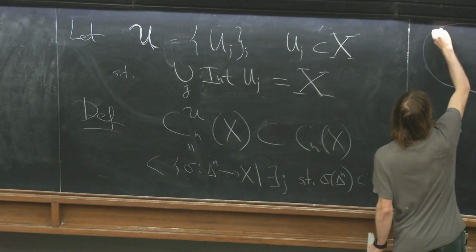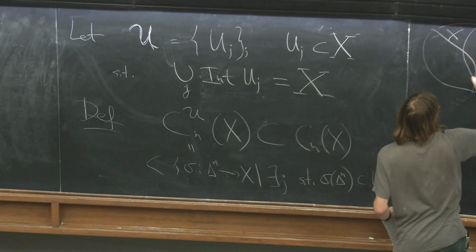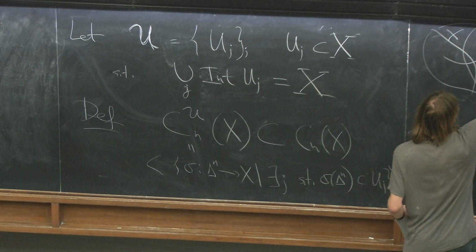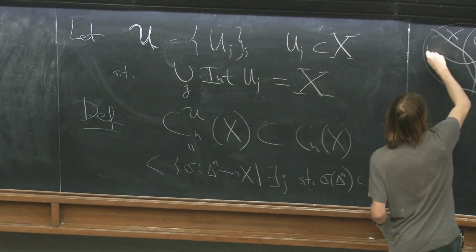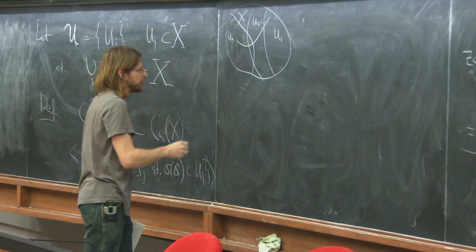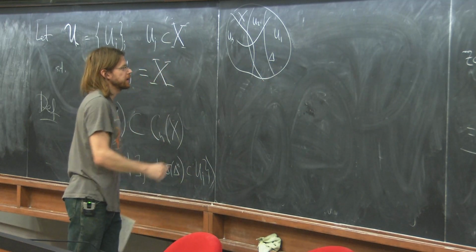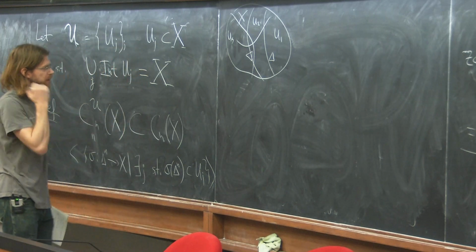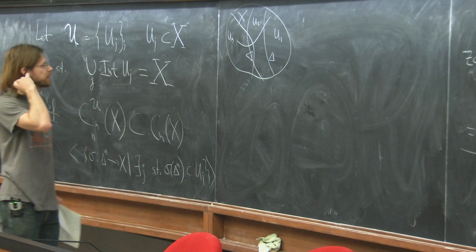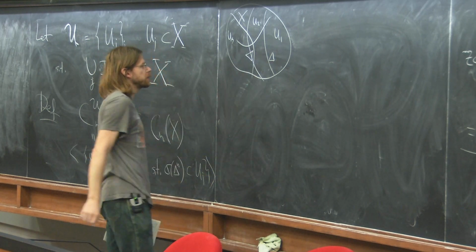Then this X is covered by U's. And we only allow simplices which can be contained in one of them, at least one of them, completely.